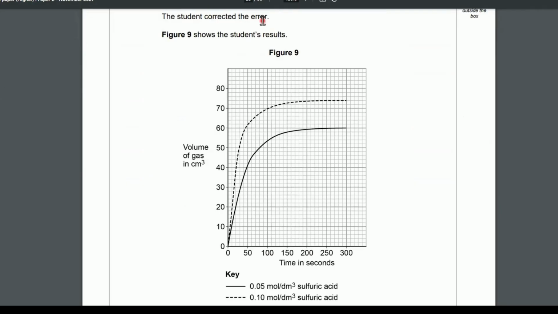The student corrected the error. Woohoo! Figure 9 shows the student's results. Now they've made it better. So volume of gas, we've got a line which shows the experiment done when they used 0.1 mole. And you can see here, this is the higher line with the dashed line. This is when they used 0.1 mole per decimeter cubed. And then they halved the concentration to 0.05 mole per decimeter cubed of sulfuric acid. And this is the solid black line here, which is lower.